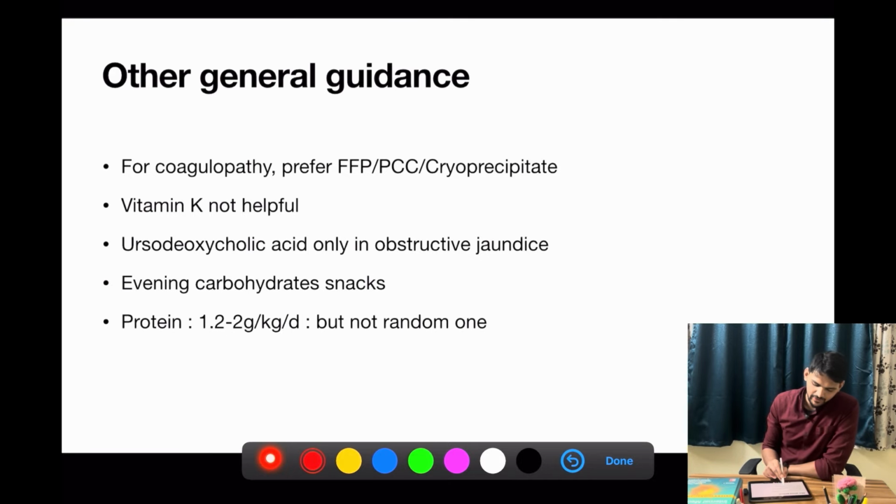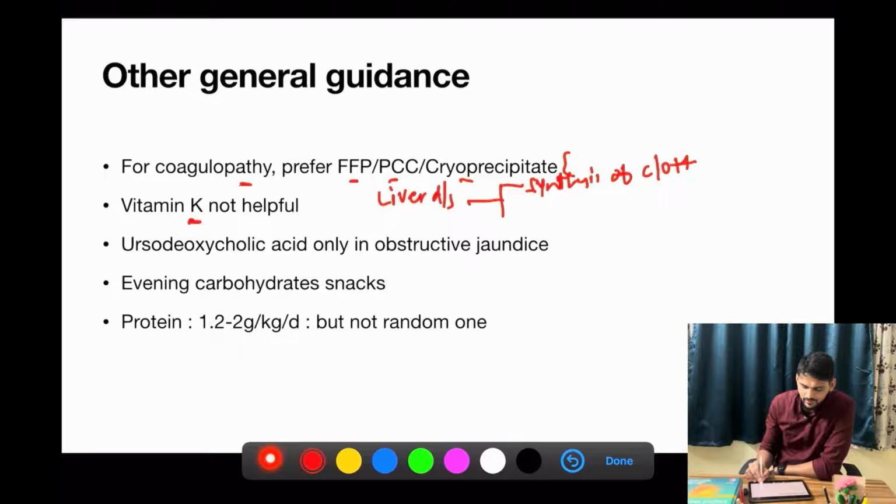Other general guidance when we get a case of liver disease is, see, for coagulopathy we have to prefer FFP, PCC or cryoprecipitate. So these are preferred over vitamin K. Residents commonly write vitamin K injection whenever they get a case of liver disease. But remember, it is not helpful because in liver disease it is a problem of synthesis of clotting factors, because liver is the one which is helpful in producing 2, 7, 9, 10 clotting factors.